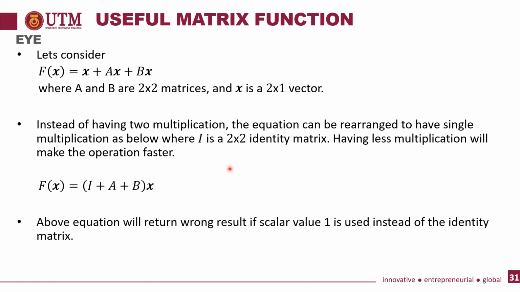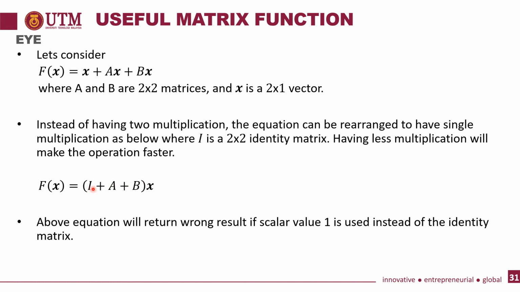To make the operation faster, you can turn it into a single multiplication instead of multiple multiplications. So what you should do is replace x + ax + bx. All of these are multiplied by x, right? In normal mathematics, we replace this x with the number 1. But in matrix, you cannot do that.